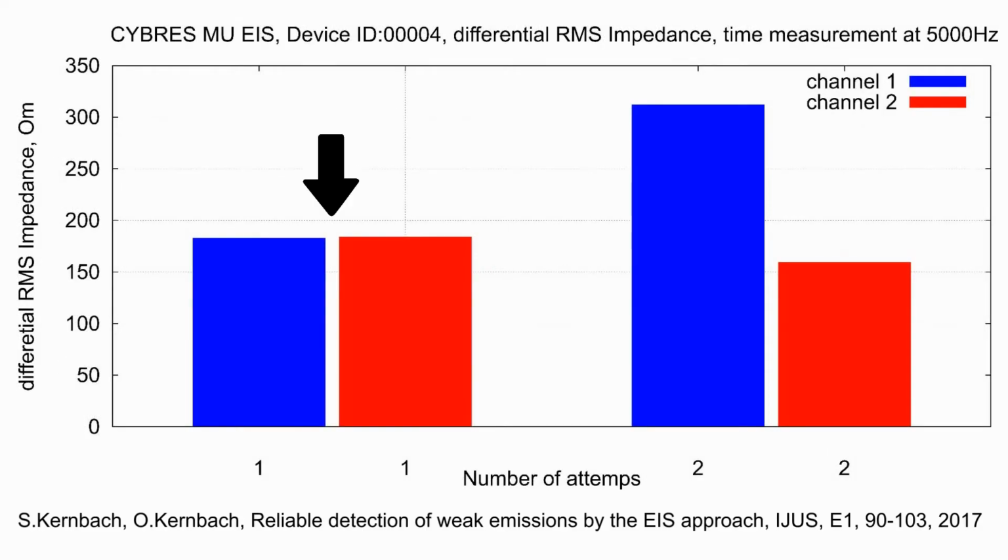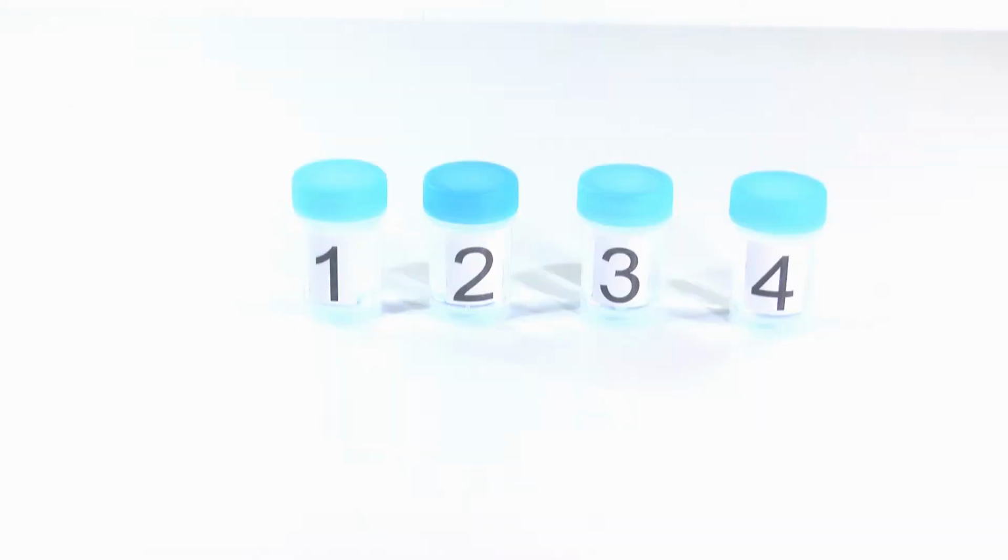Two unexposed samples degrade similarly to each other. The degradation rate of exposed and unexposed fluids is different. Comparing the degradation rate allows detecting the exposition by weak emissions and information imprinting phenomena.